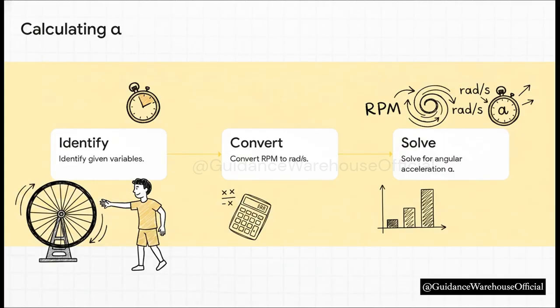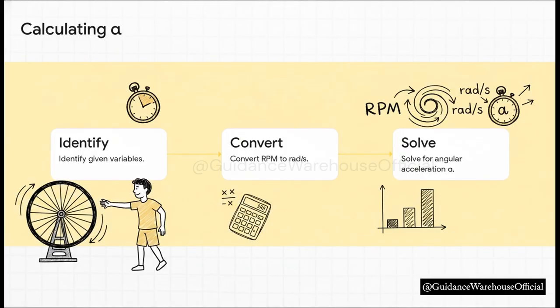Say someone cranks the wheel from a dead stop up to a blinding 250 revolutions per minute, and it takes them exactly 5 seconds. Step 1, we grab our variables. Time is 5 seconds, change in velocity is 250 RPM. Step 2, we've got to convert those RPMs into standard physics units, which are radians per second. If we multiply by 2 pi and divide by 60, that 250 RPM becomes exactly 26.2 radians per second.